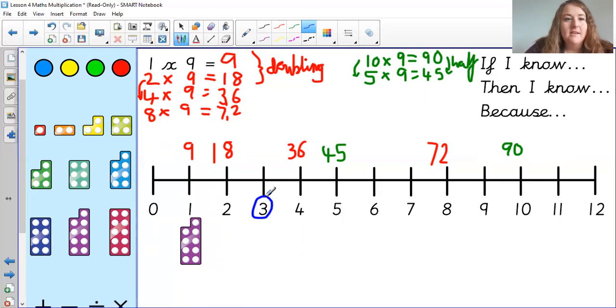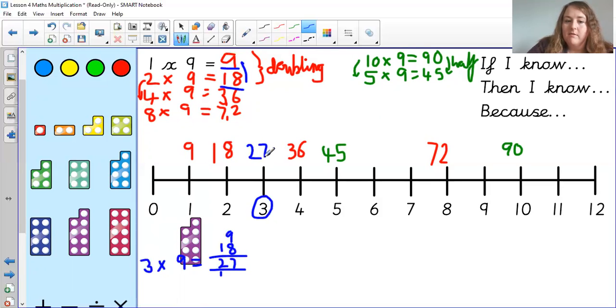Well done if you've remembered. So if I know 1 times 9 is 9 and 2 times 9 is 18, I can add those numbers up. So I can add my 9 and my 18 together, which will give me my 3 times 9. So 9 add 8 is 17. 1 add nothing, add my 1 is 27. And I can pop my 27 on my 3 times there.